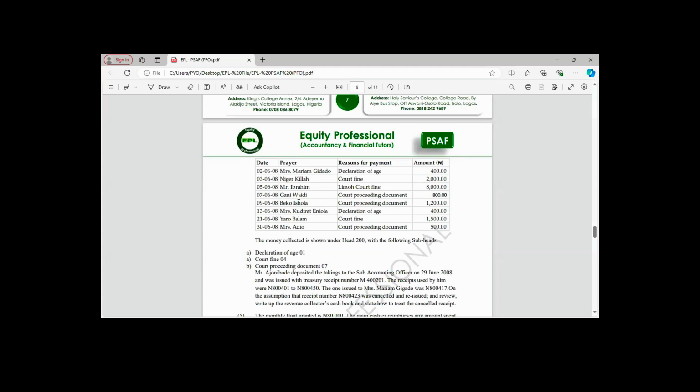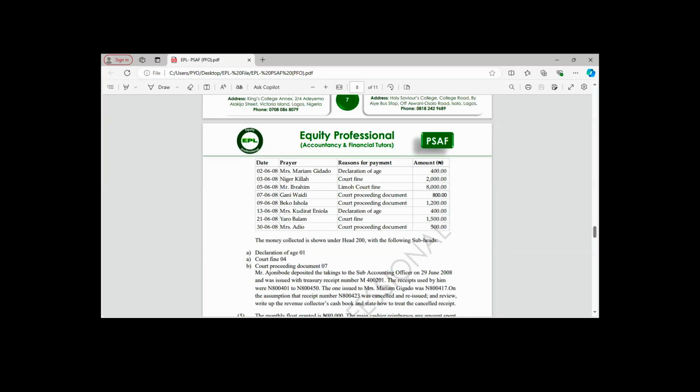Now, this particular question, let me tell you, frankly speaking, has come out 3 times. It has been tested 3 times by ICAN. We don't know whether your set, they can bring it on board. You just need to pay attention. The revenue collector cash book is the cash book that is being managed by the revenue collector officer for a specific set of revenue. Now, how does it look like?